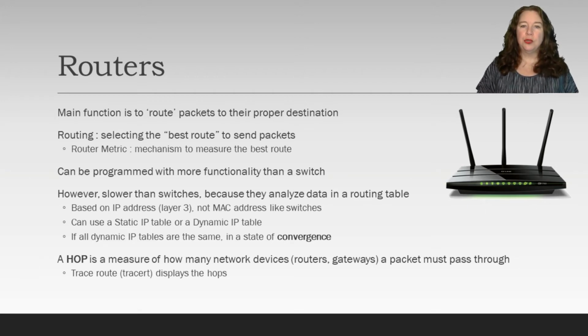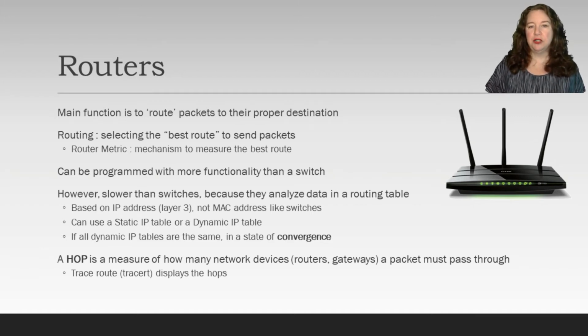Routers are a layer 3 device. They are based on IP address. They are not based on MAC address. If they were MAC address, they'd be layer 2, like switches. Switches, hubs, bridges, layer 2. Routers, layer 3. So they're up one layer. They're on the IP address. They can choose to use either a static or a dynamic IP address table, which is fine. And if all the dynamic IP tables are the same, we are in a state of convergence. Okay, let me explain that one a little bit more.